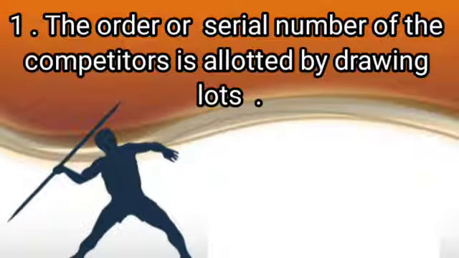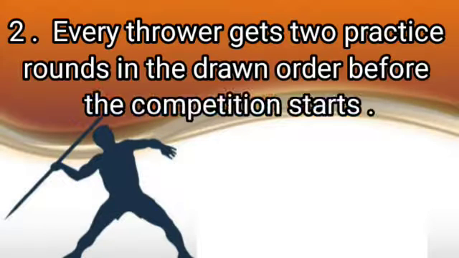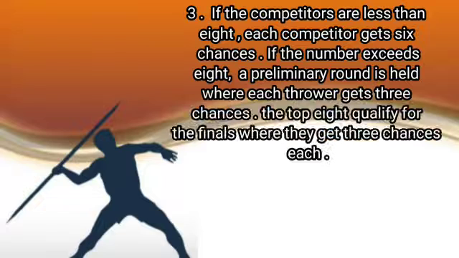Important rules for javelin throw. The order or serial number of the competitors is allotted by drawing lots. Every thrower gets to practice round in the drawn order before the competition starts. If the competitors are less than 8, each competitor gets 6 chances. If the number exceeds 8, a preliminary round is held where each thrower gets 3 chances. The top 8 qualify for the final where they get 3 chances each.